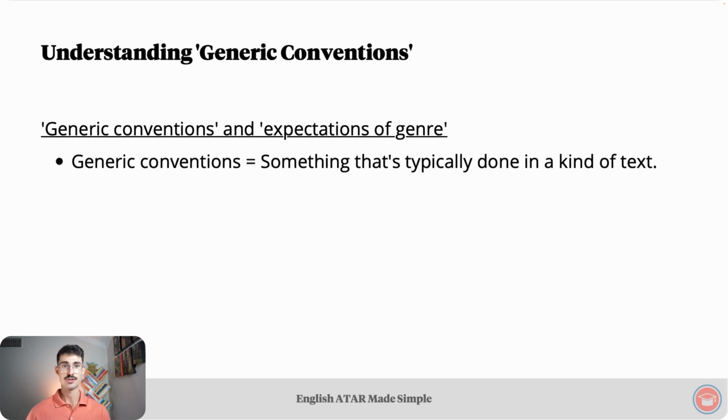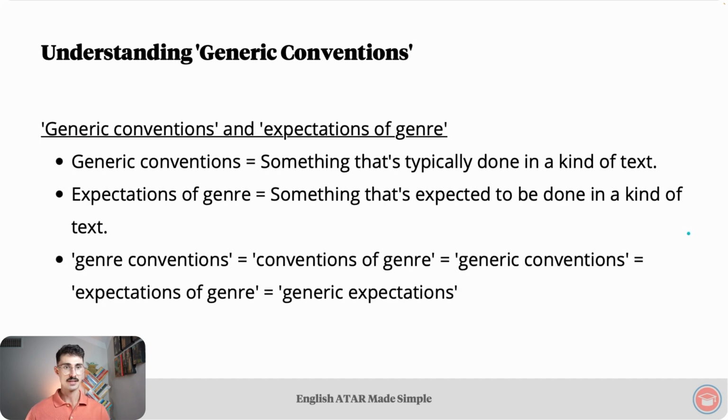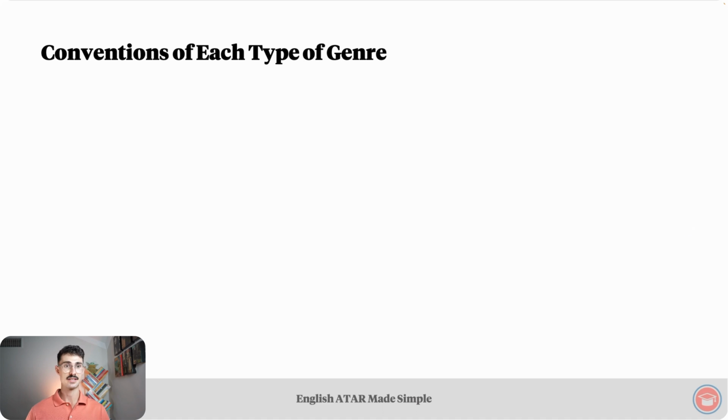A definition for generic conventions was that it is something that's typically done in a kind of text. Our definition for expectations of genre is something that is expected to be done in a kind of text. Finally, in this part of the lesson, we saw that the terms generic conventions, conventions of genre, expectations of genre, generic expectations, they all basically mean the same thing. The next main section of the lesson discussed conventions of each type of genre.